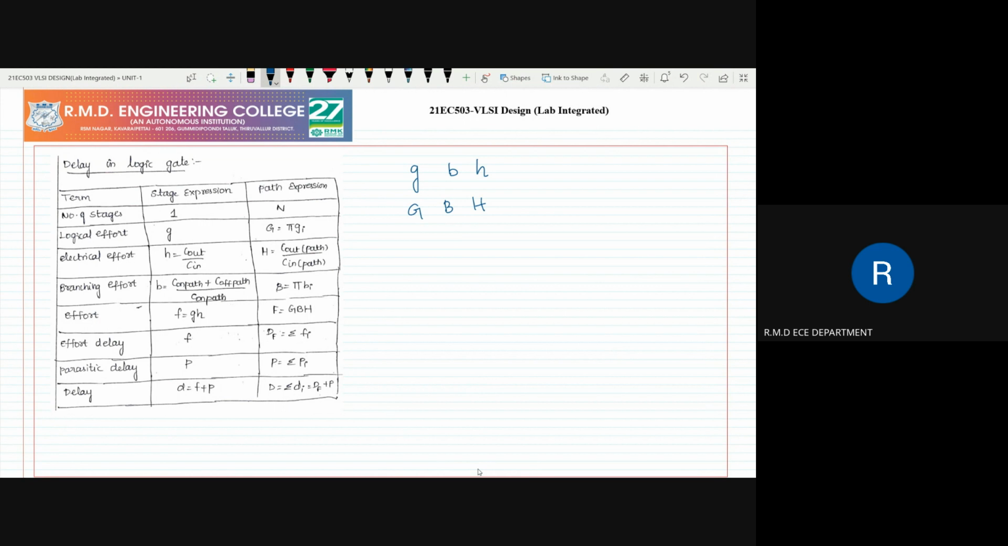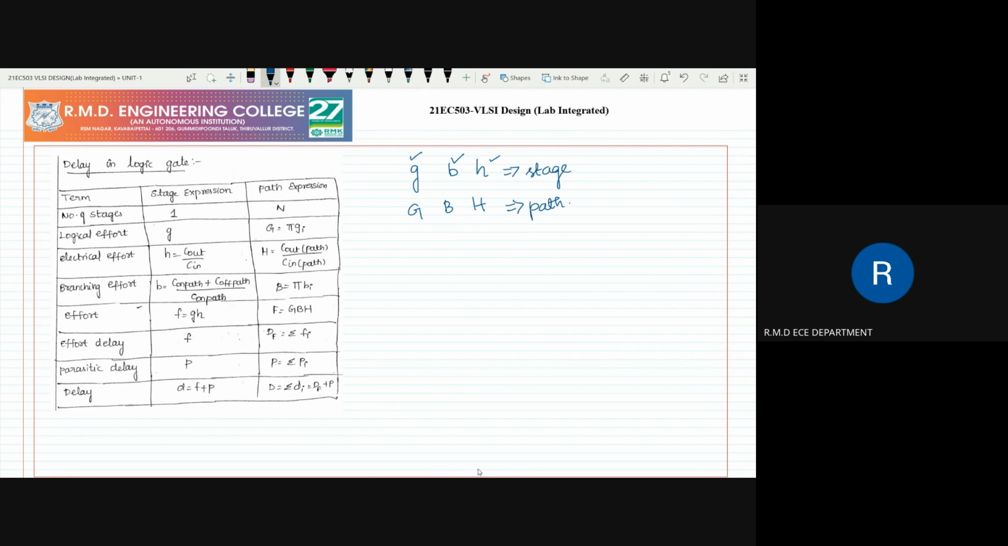If a single small letter is used, it is for the stage-wise expression. If it is a capital letter, it is for the path-wise expression. Small g is the logical effort, b is the branching effort, and h is the electrical effort. Each one has a formula, and capital G, B, H is the same logical effort, but as a path expression.